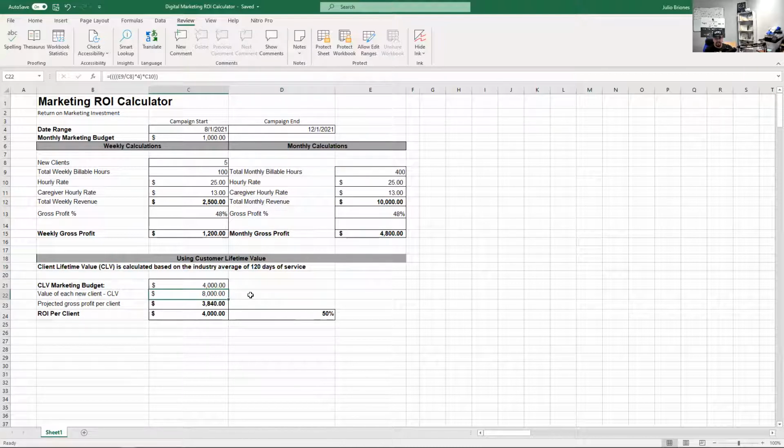And if each month the clients are generating $4,800, each client is actually going to generate for us $8,000. Okay, gross. After we pay our caregivers, we're generating about $3,840, and that means we are going to generate about a 50% ROI, meaning that after we've taken our profit out, and after over the 4 months, we got 5 clients out of it. We spent $4,000 and we made an additional $4,000 profit. So we've essentially doubled our money.